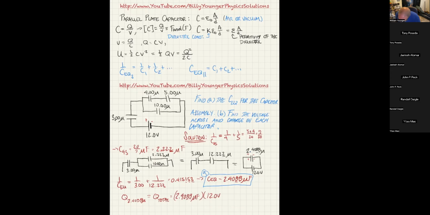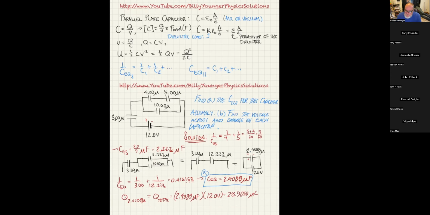And that gives me 28.91. It actually is 9050. So I'll write 9050 like that. And that's just carrying a bunch more extra sig figs. And that's actually microcoulombs.